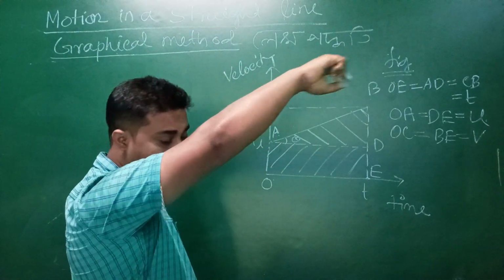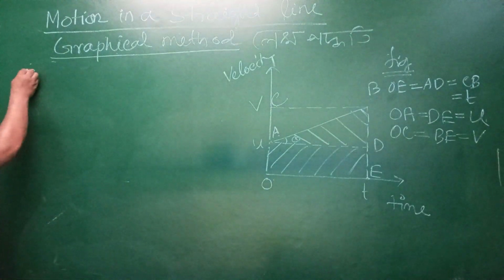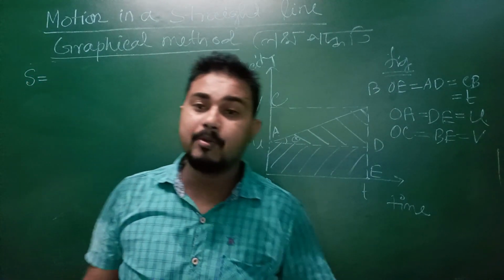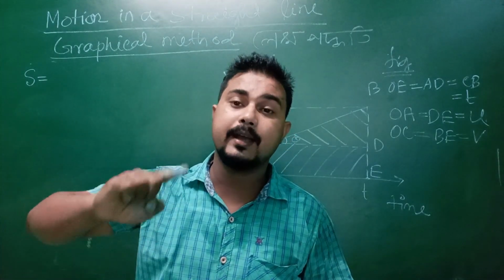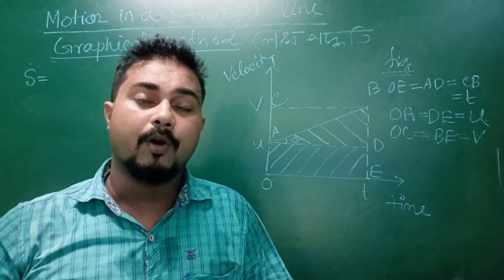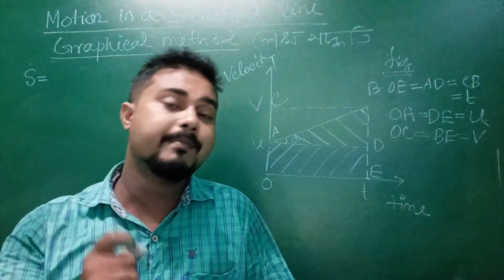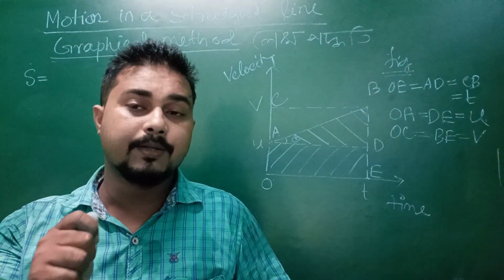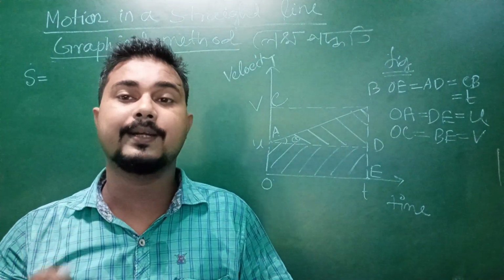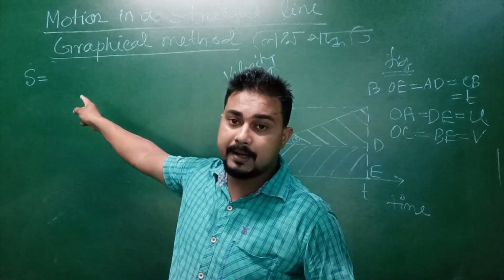If I write that line again: the distance traveled by the body in time t, if it is s, that must be equal to the area of the trapezium OABE. So we can write, the distance traveled by the body in time t, if it is s, then s must be equal to the area of the trapezium.